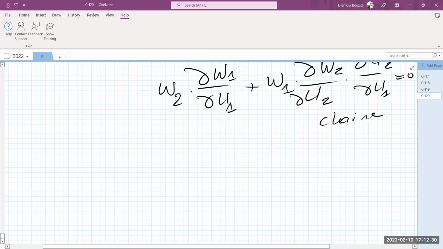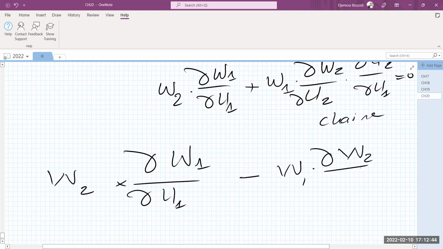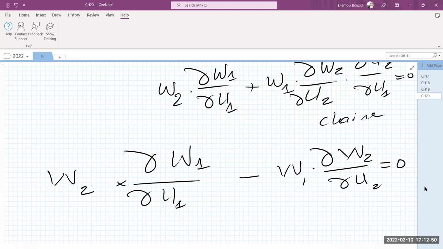So the last expression that I'm having in here is the derivative of W1 with respect to U1 times W2 minus W1 times the derivative of W2 with respect to U2 is equal to 0. That is the condition of equilibrium in this case.